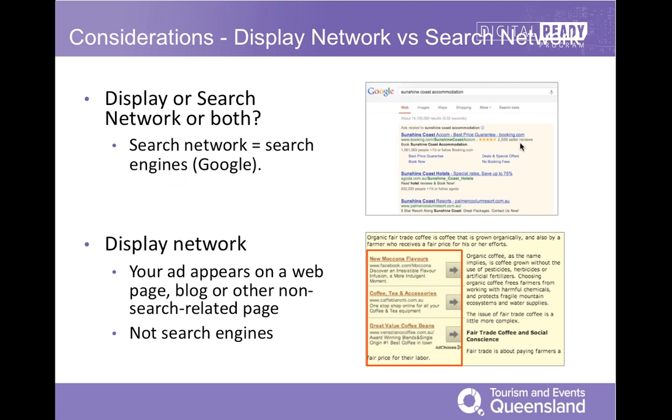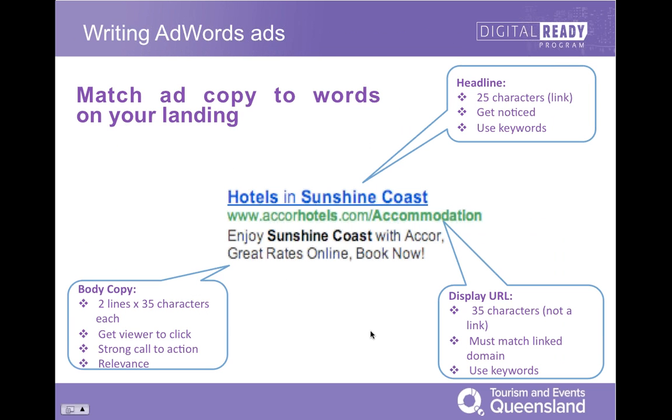Some of the early things to think about: are you going to go for display or search network? Google offers you both of these now. The search network will get you seen on search engines like this one that I've just showed you in the earlier slide, and this one here. The display network, your ad appears on a web page, a blog, or another non-search related page. So this is somebody's blog who has set himself up for AdWords and is here, not search engines. So that's the first decision to think about.